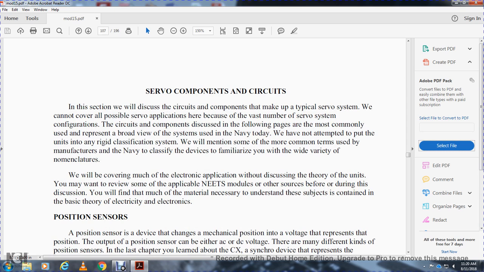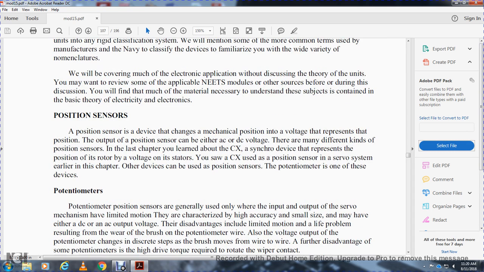We will cover much of the electronic application discussion theory, with units that you may want to review in the applicable NEETS module or other sources. During this discussion, we'll find much more material than is necessary to understand the subject, contained within the basic theory of electricity and electronics.